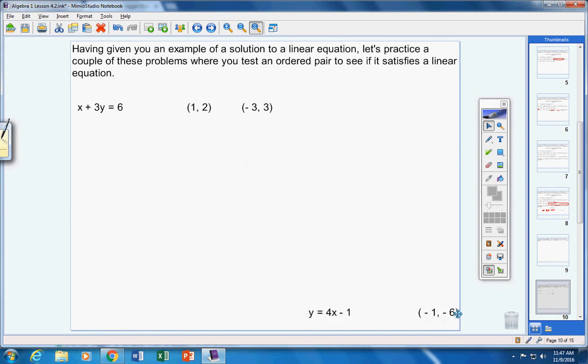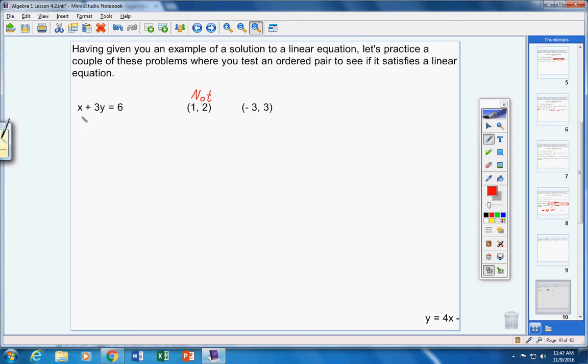Let's start off first of all with this problem right here. Here's my linear equation. Let's see if this is a solution, okay? X is my 1, y is my 2. So I'll put a 1 right here, plus 3 times 2. Don't forget to multiply first. 3 times 2 is 6 plus 1 is 7. 7 equals 6. That's false. So this ordered pair right here is not a solution.